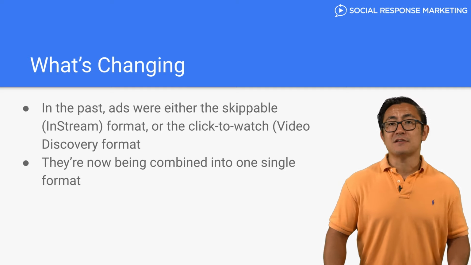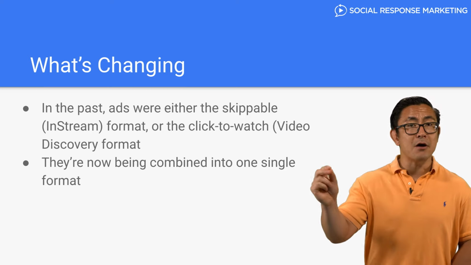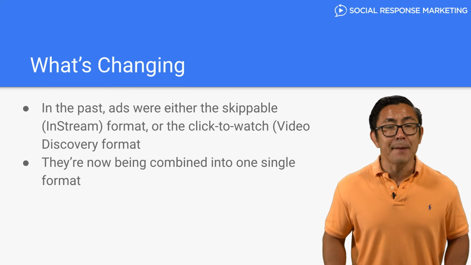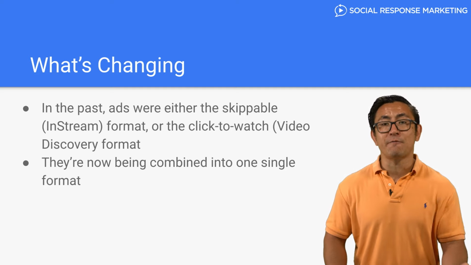You don't know if the person's going to see your ad and have the option to skip in 5 seconds. You don't know if they're going to see the thumbnail. You don't know if they're going to see the ad copy. So now you've got to learn how to write ads that perform well no matter what format they're shown in.